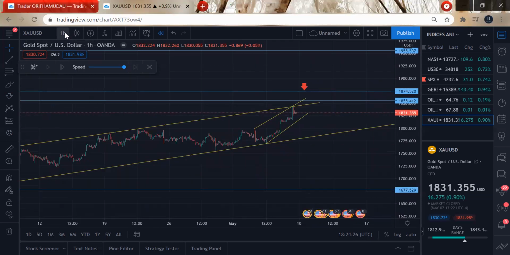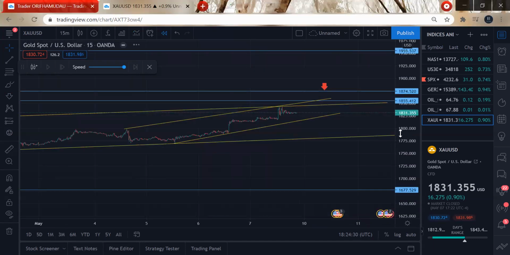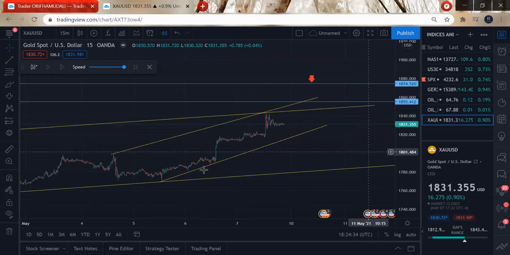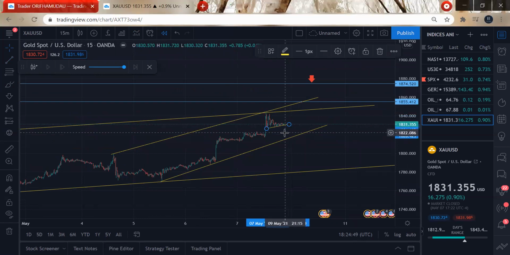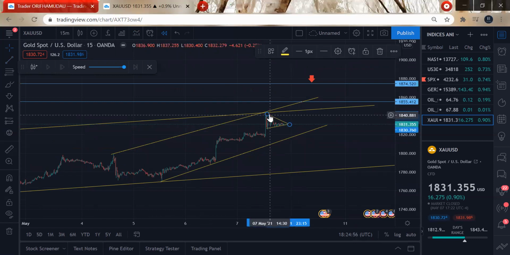But now, going into the 15 minutes, what is happening now? See, we go into the 15 minutes. I have my first touch, second touch. I'm expecting a third touch. Here I have the first touch, second touch. So going into the 15 minutes, this thing is simple. It's very simple.